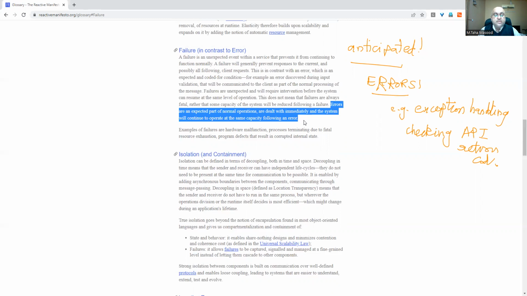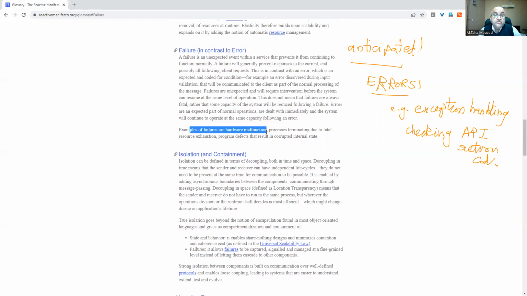So we'll discuss some examples as well. Examples of failures are hardware malfunction, it happens, processes terminating due to fatal resource exhaustion. Of course, that would typically be a software bug or a defect in architecture or design or inability to anticipate something. Program defects that result in corrupted internal state. So these are some examples of failures.